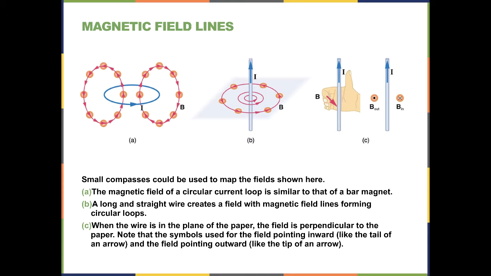It comes out of the page on the left of the wire and goes into the page on the right of the wire. When it's coming out of the page, you see the tip of the arrow, or a dot. When it goes into the page, you see a crosshatch, which is supposed to represent the tail of the arrow.